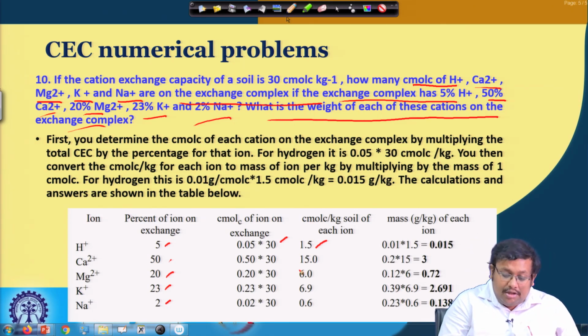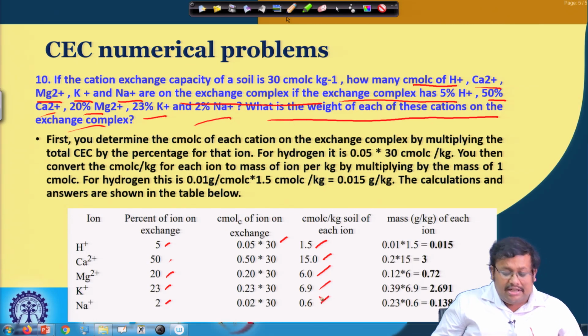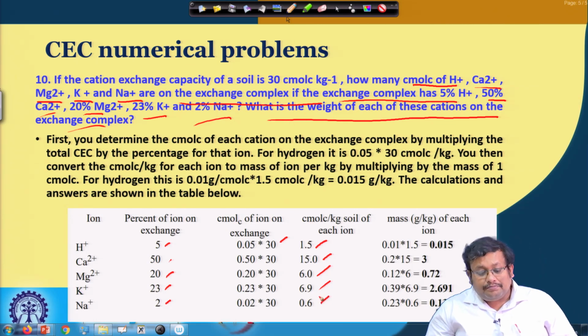So, in this fashion for H plus we are getting 1.5 centimole charge per kg. In case of calcium we are getting 15 centimolar charge per kg. In case of magnesium we are getting 6 centimolar charge per kg. In case of potassium we are getting 6.9 centimolar charge per kg, and in case of sodium we are getting 0.6 centimolar charge per kg of soil.